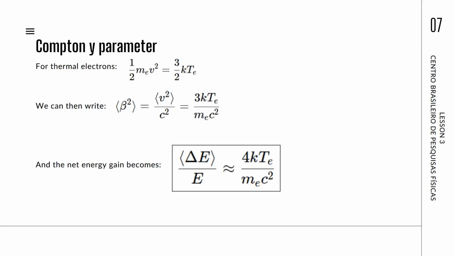And now for thermal electrons, we can approximate the average speed of the electrons by the average speed of the thermal particles. Okay, so we have kinetic energy, 1/2 of mv squared equal to the thermal energy, 3/2 of Boltzmann constant times the temperature. So we can isolate the speed, and then we can identify the average beta square. Okay, so beta square is this. Now we substitute in the previous formula, which was this one here, 4/3 of beta square, will become this. Okay, so this is the average energy gain of a photon after being scattered once. Okay, after being Compton scattered once.